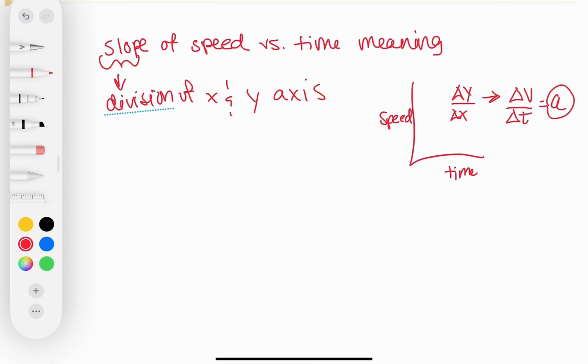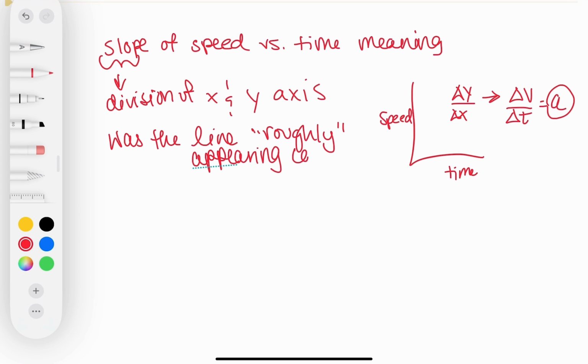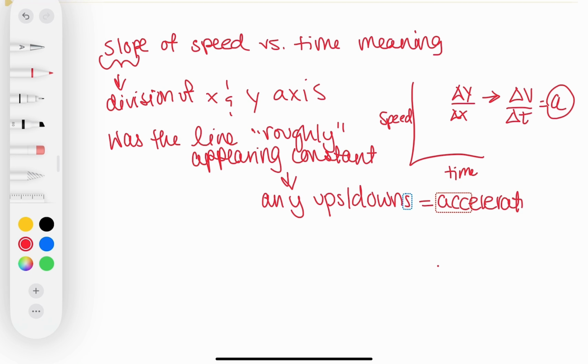So again, you're gonna use the same thing from your data table. Was the line roughly appearing constant? So basically, any ups or downs on your graph, those indicate accelerations. So the moment you change your speed, no matter if you're speeding up or slowing down, that indicates an acceleration.